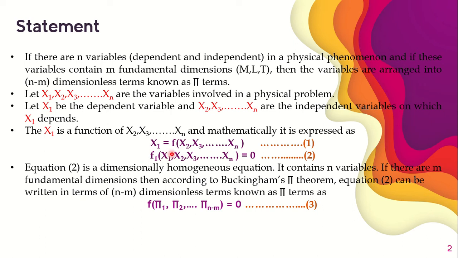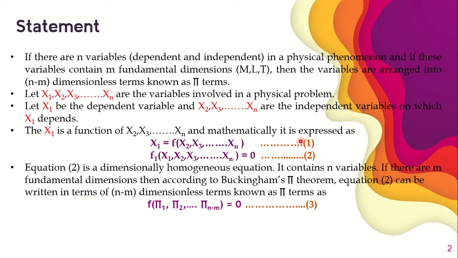From here, what can I write? I can write f1 of x1, x2, and so on to xn. If I involve x1 also inside the function, then I get it equal to 0. That's the second step, or the second equation, that you need to write in Buckingham's pi theorem.